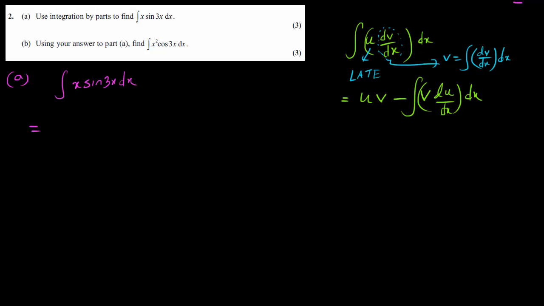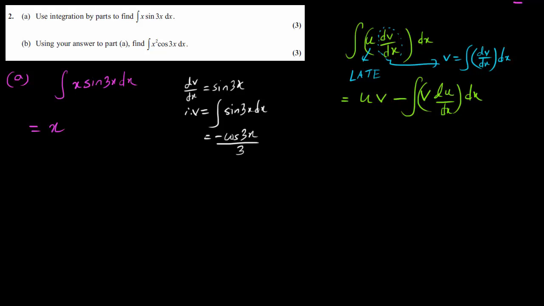So let's get going. First of all, LATE, A is algebra, so x is going to be u, and trigonometry falls after algebra, so this is going to be dv by dx. So by the formula, since x is equal to u, it's going to be x. Then we need v. If dv by dx equals sine 3x, then v is going to be integration of sine 3x dx, which is minus cos 3x divided by, by the chain rule, d by dx of 3x, which is 3. So that is going to be the expression v.